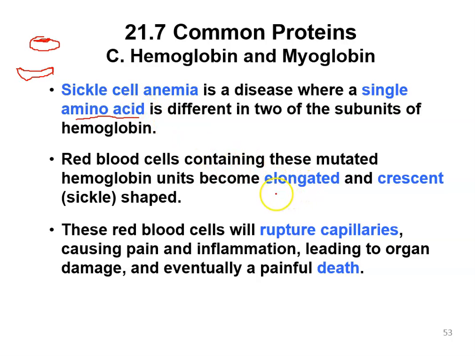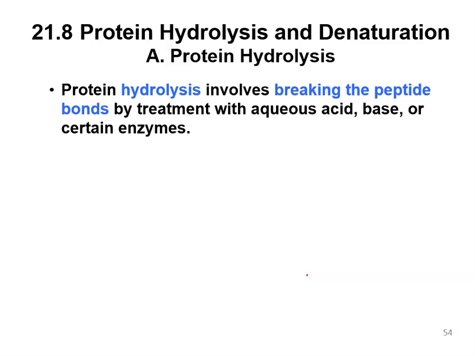It has these elongated crescent shapes. They rupture the capillaries, because our capillaries are very, very small, and if your cells have sharp edges, it rips them. It's painful, and eventually it can cause death. Okay, so let's stop right there, and when we pick it up, we'll start at protein hydrolysis and denaturation.